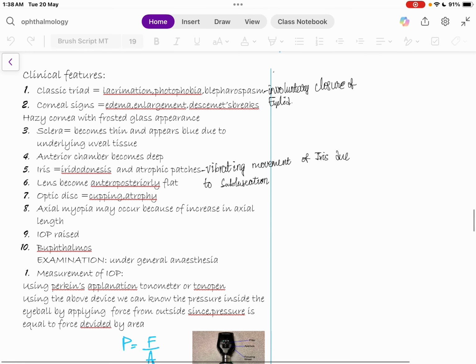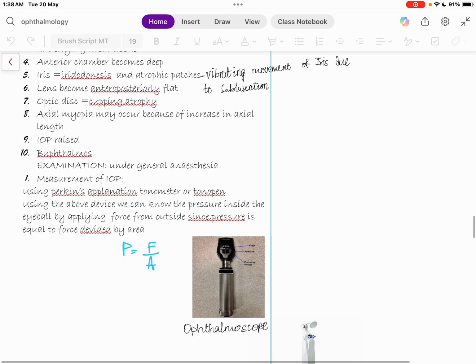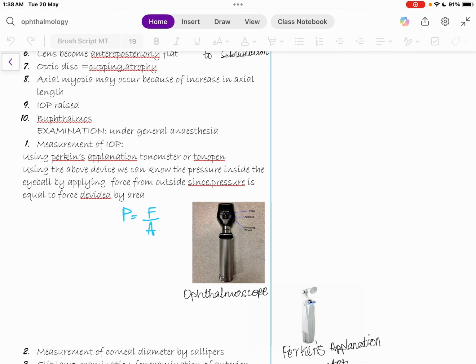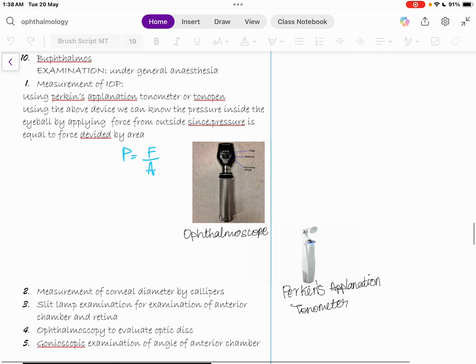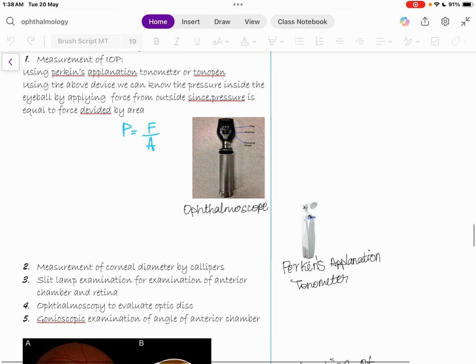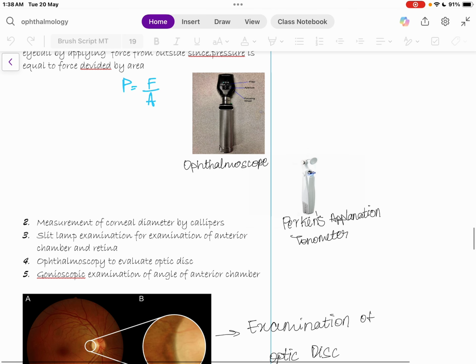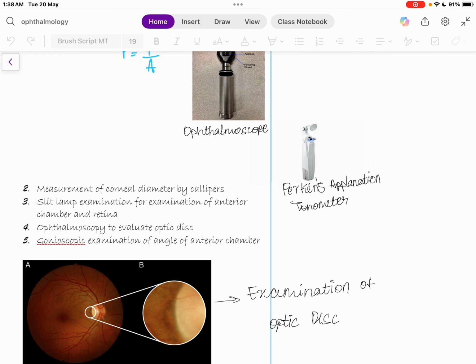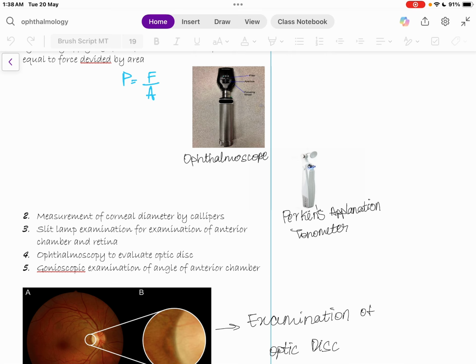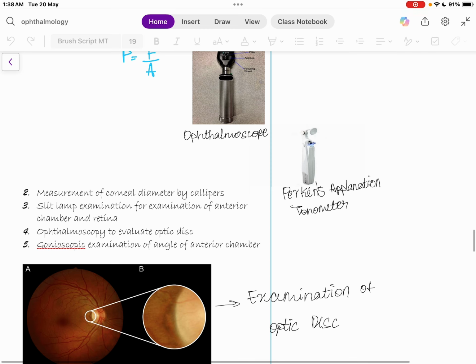Examination is done under general anesthesia. Measurement of IOP is done using a Perkins applanation tonometer or Tonopen. Using the above device, we can know the pressure inside the eyeball by applying force from outside. This is the physics involved in the instrument, and a Perkins applanation tonometer picture is given. Then the measurement of corneal diameter is done by calipers.